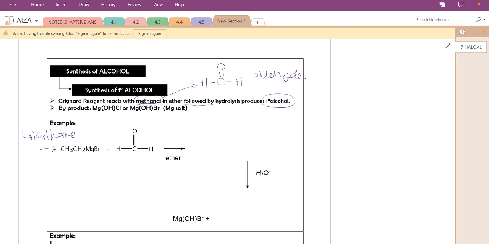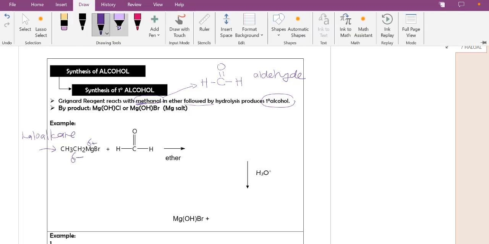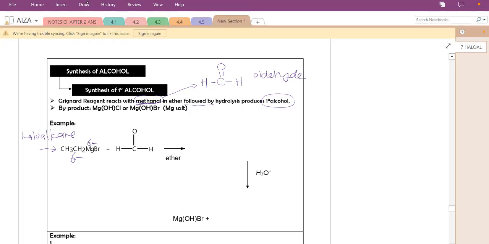So Mg is plus, and carbon is delta minus. In methanal, O is delta minus and the carbon here is delta plus. So carbon delta minus will make a bond with carbon delta plus.